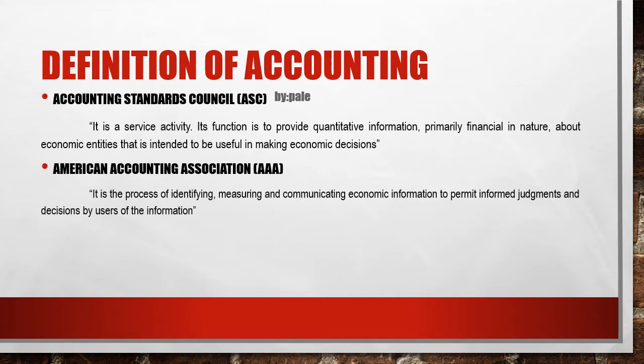Next definition is from the American Accounting Association. It is the process of identifying, measuring, and communicating economic information to permit informed judgments and decisions by users of the information. So we have here three INGs: identifying, measuring, and communicating. You identify which transactions belong to the business, then measure that into peso amounts, then communicate that to the different users. Again, another emphasis is the economic information.